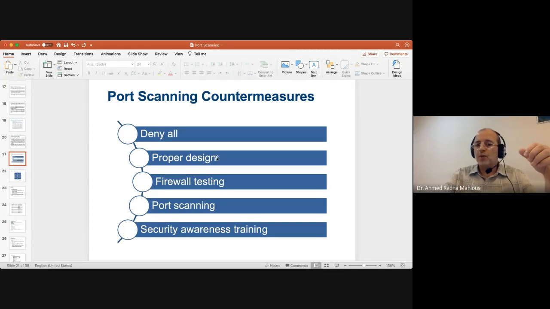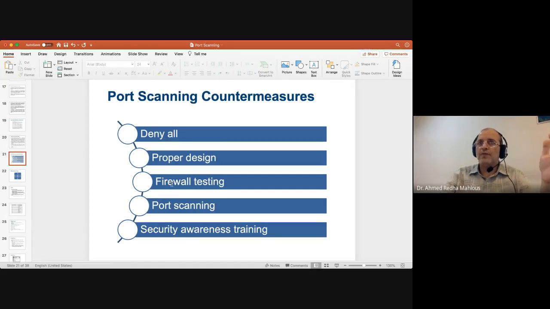You can have your proper design. When you build your network, you have to design it in such a way that you have some specific areas where you do filtering. You don't accept those types of packets in some areas, while in other areas you can accept them. For instance, you can have your firewall.